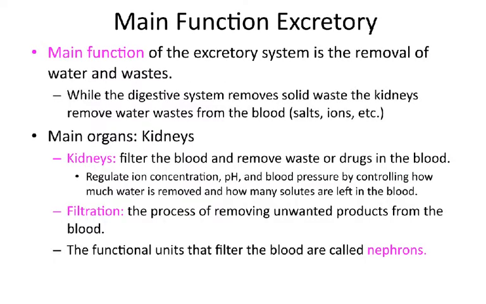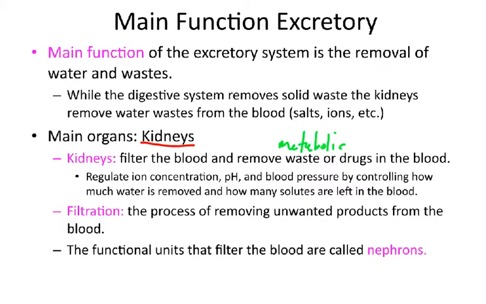So the main functional organ of the excretory system is going to be the kidneys. I guess it's organs. And so the kidneys are the structures that filter blood and remove metabolic wastes and drugs from the blood. And so they basically have a lot of blood flow, as you saw in the kidneys when you look at the frog.